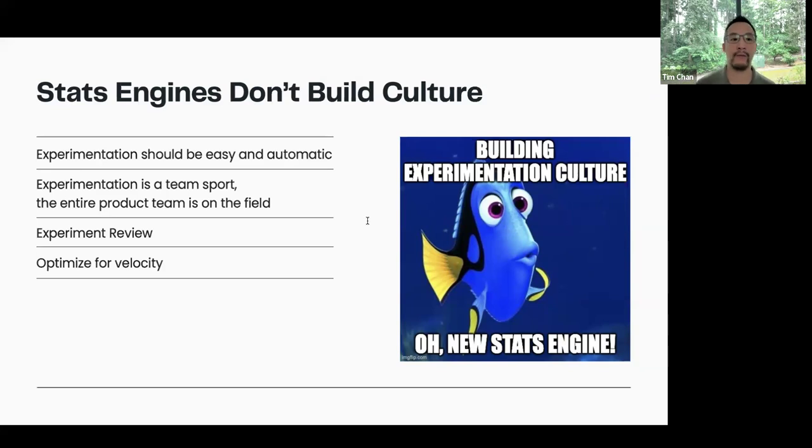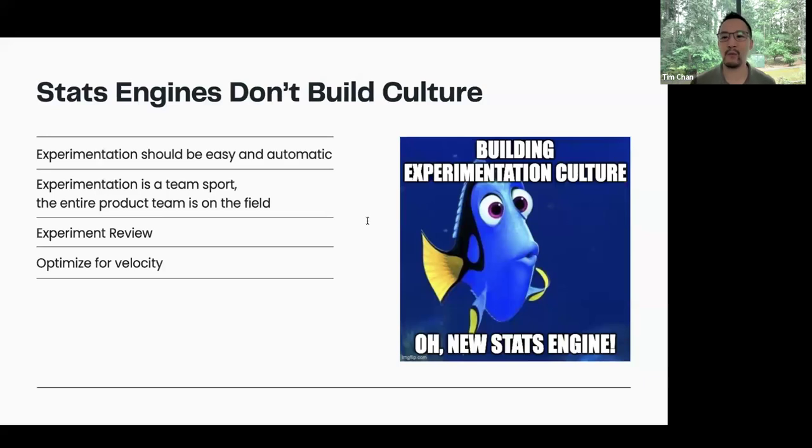You should also be focusing on democratizing data. Everyone on the product team, whether it's PMs, engineers, or data scientists, should be involved. This is a team sport. Experimental review is a critical part of a company's data culture.